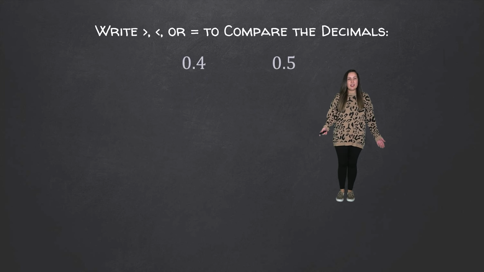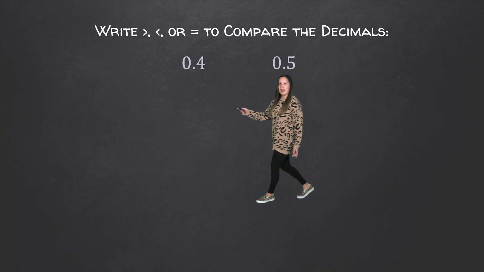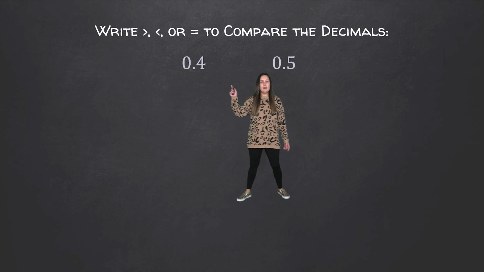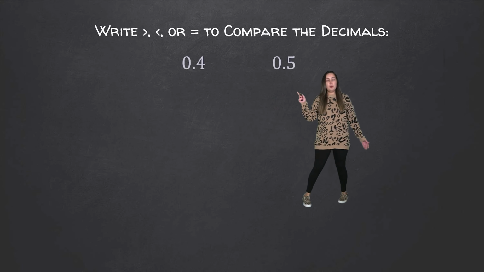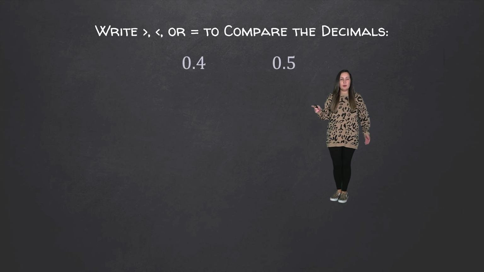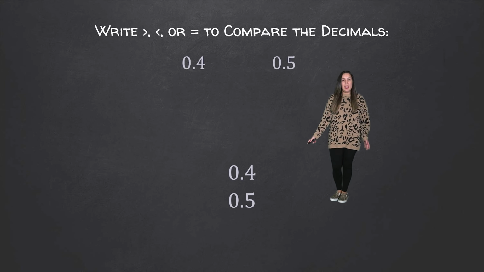To get us started, we have 4/10 and we have 5/10. And in order to compare these numbers, we're going to line them up so that our decimals are lined up. Okay, so here notice that our decimal points are right above each other, so they're lined up. And then we're going to start comparing with the greatest place value and moving on as necessary.